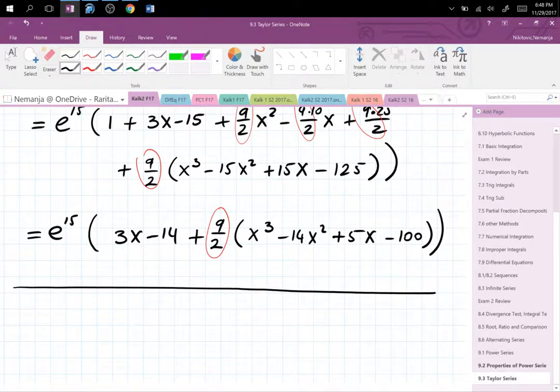In the textbook, they computed Taylor series for cosine x, and they computed for 1 over 1 minus x. So those are given in the textbook.